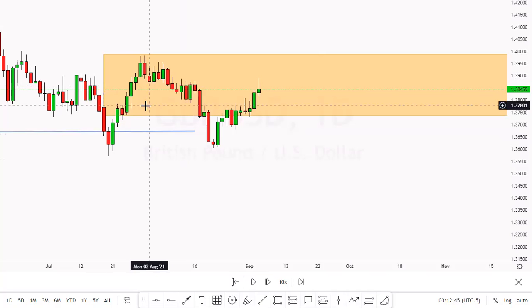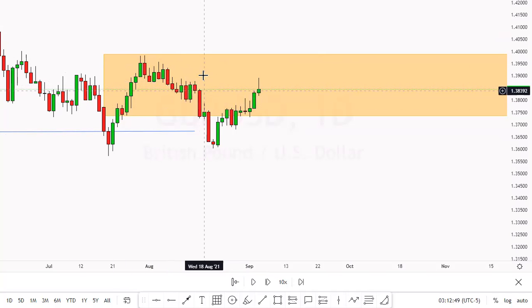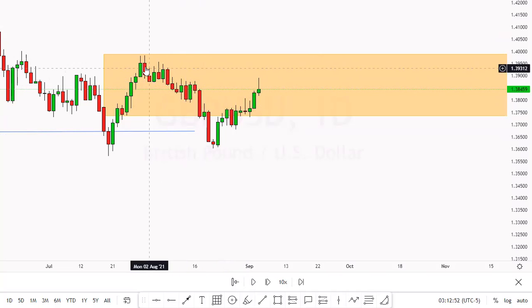Here we are in the 1 day time frame. And in the one day time frame, what you see here is the order block. You see, we have several order blocks. We have this one.